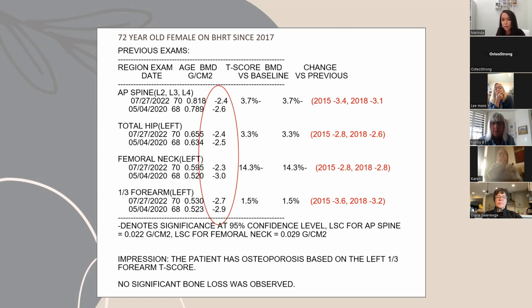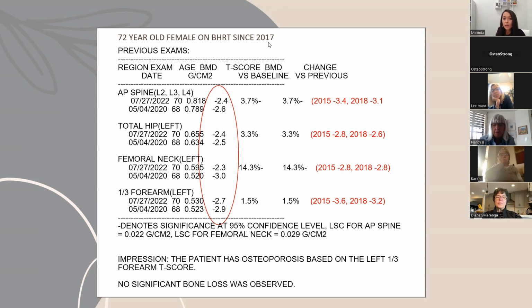That's when most insurance companies are recommending the DEXA scan. But you see, waiting till someone's 65 for their first DEXA scan, and she was already in significant osteoporosis by then. So ideally, we want women to be getting their bone densities in their 50s, closer to the onset of their menopause. But she already had significant osteoporosis by the time she had her first DEXA scan.